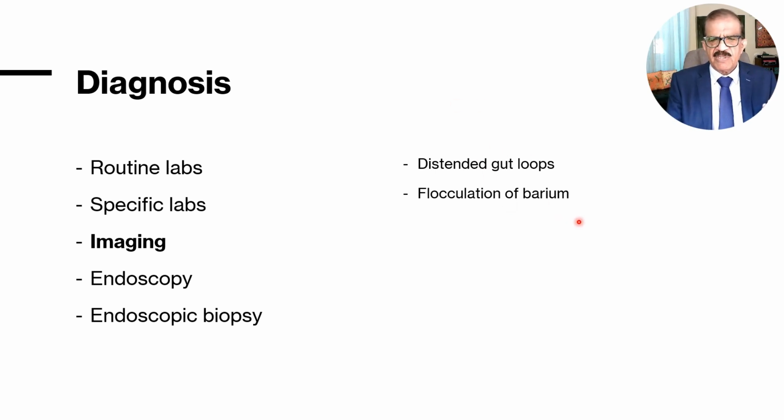That would be present. This is of course not diagnostic of celiac disease. This only suggests malabsorption. But if you have antibody positivity and there's flocculation of barium on barium meal, that would mean that this is likely to be celiac disease.